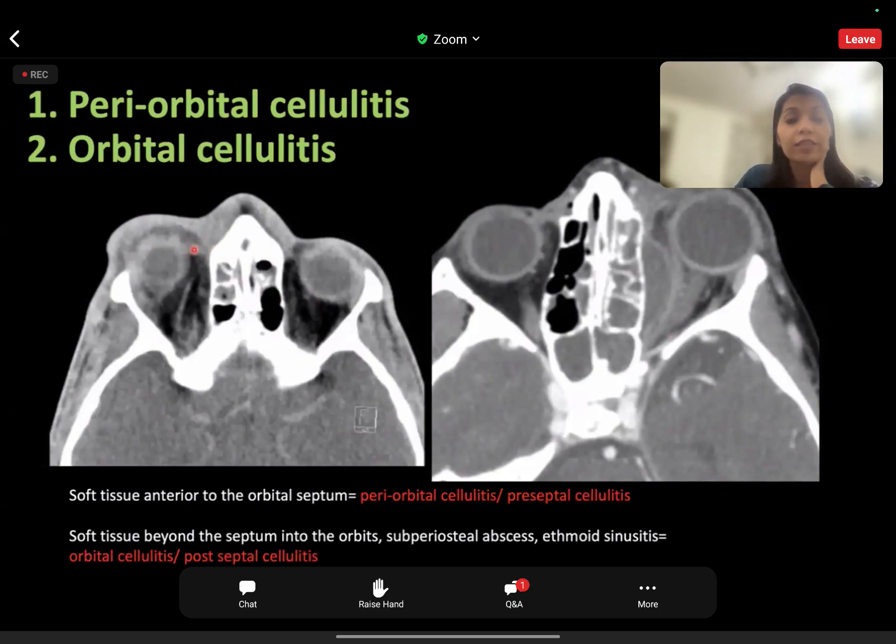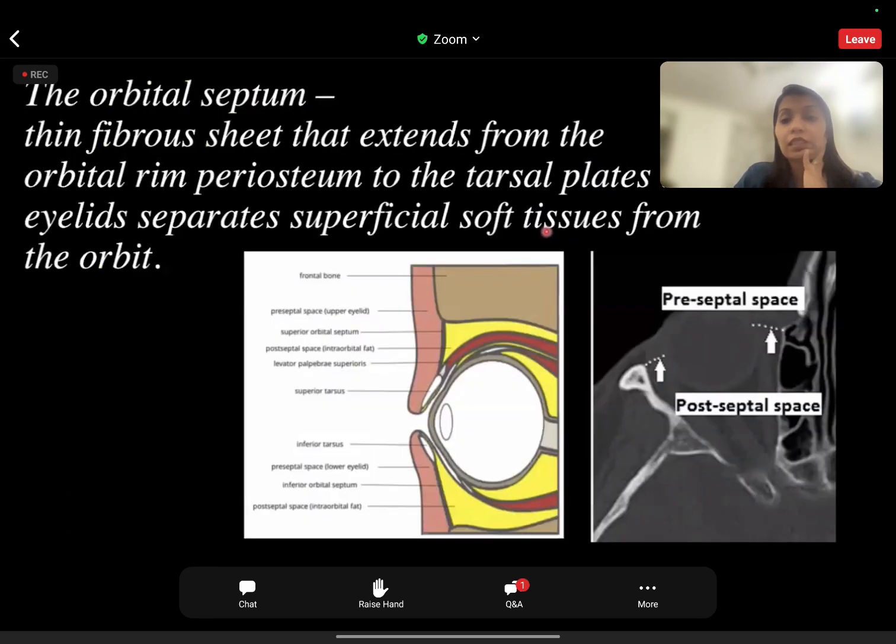On this side, this is the septum here, and we can see the soft tissue edema is limited anterior to the septum. So this is a case of periorbital cellulitis. So it is somewhere here. And the septum is here. So don't confuse lid with the septum. Here we're seeing the septum nicely. So this is the lid here, and this is the septum. This is the periosteum.